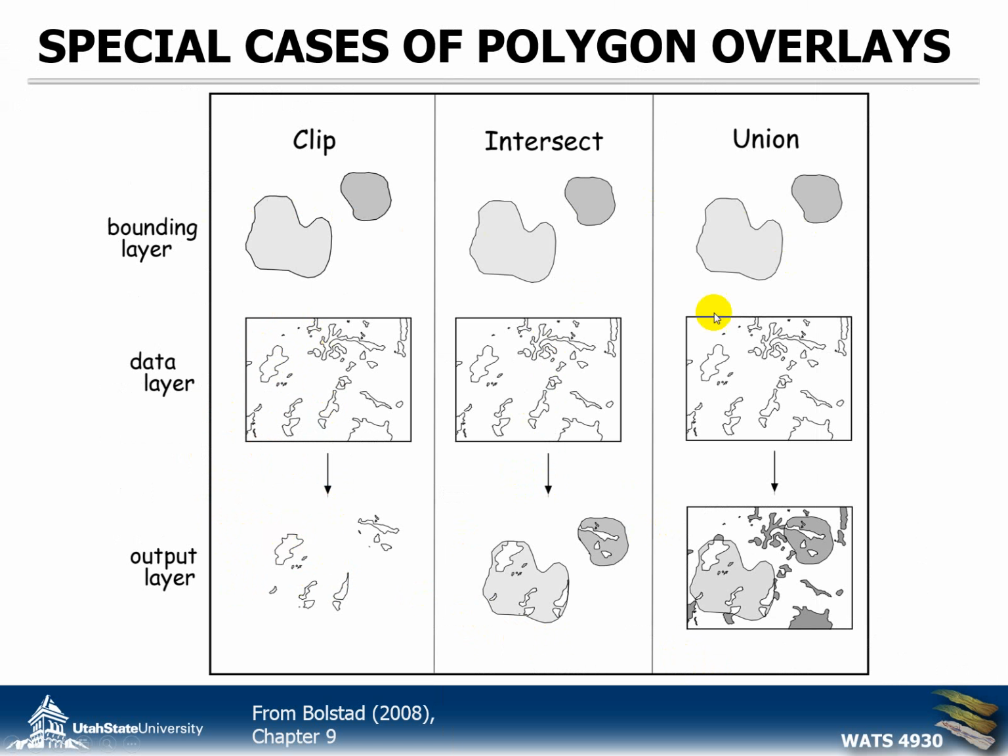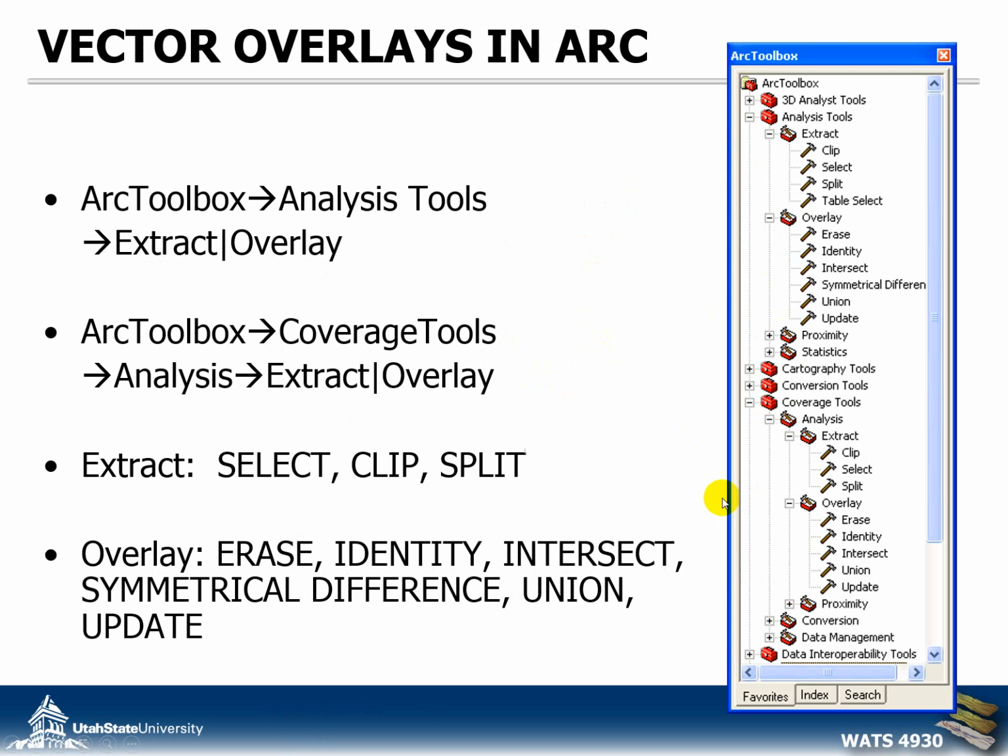Clips, intersections, and unions. And so what a clip does, if you have the layers that you want to clip here in the middle, the data layer, and then you have a bounding layer. So the bounding layer, we always use polygons with clips, and so it clips that down to just the stuff that's within inside those bounding layers. An intersection looks for the intersection of two data sets, whereas the union looks for the union of two data sets, and this is what these look like.